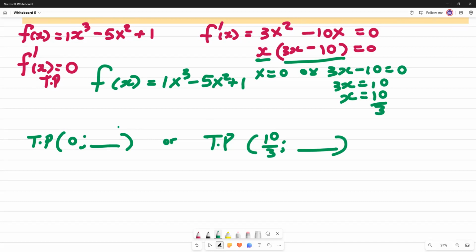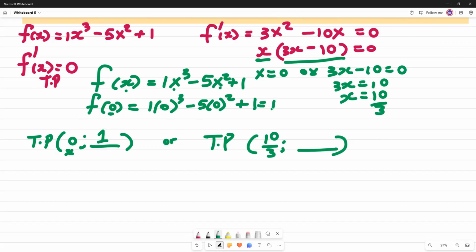If you have a function and you have an input, you can input it into the function to get the output. If I have the output, I can output it on the function to get the input. So what I mean is this is my x basically. I can replace all the x's with 0 to get what the y is. So I'm going to say f(0) equals 1(0)^3 minus 5(0)^2 plus 1. If you press a calculator, your answer will be 1 there. So the input of 0 gives you the output of 1. That is your first turning point.